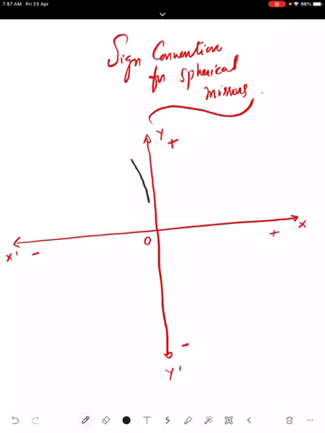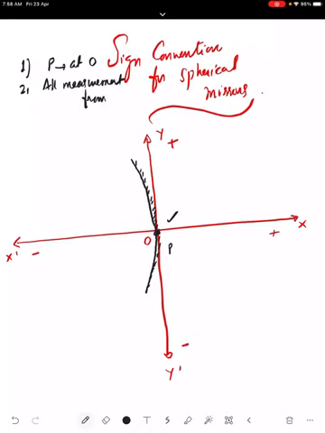So this is your mirror. Suppose I am taking a concave mirror. You have to place the mirror in such a way that the pole is at the origin. That is the first point: the pole of the mirror is at the origin, with coordinates 0, 0. All the measurements are to be taken from the pole. That is the second point: all measurements are taken from the pole.